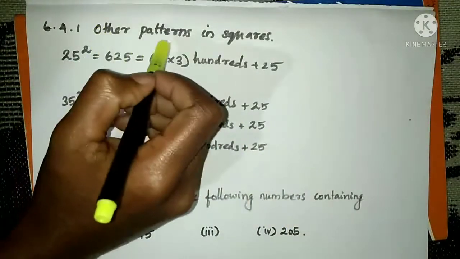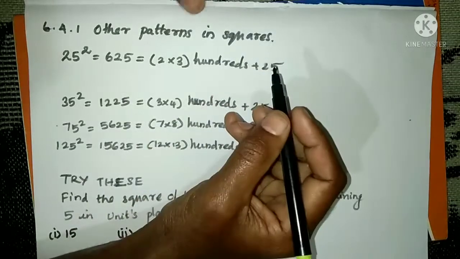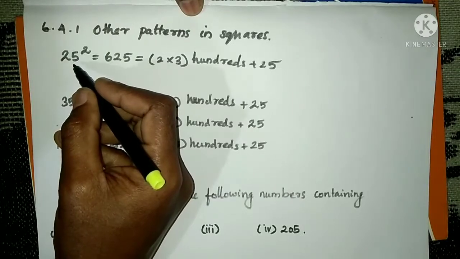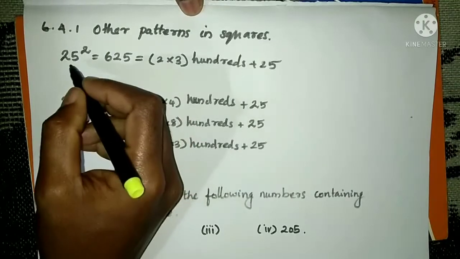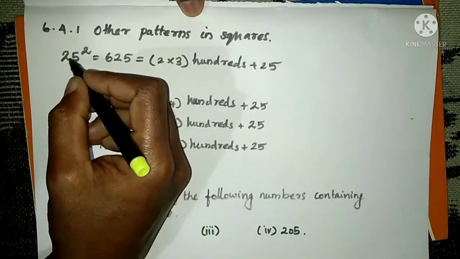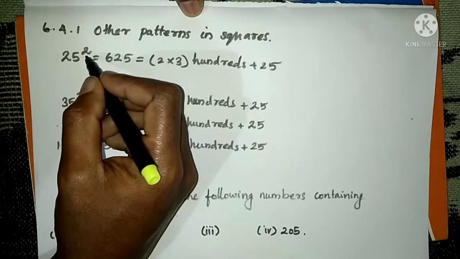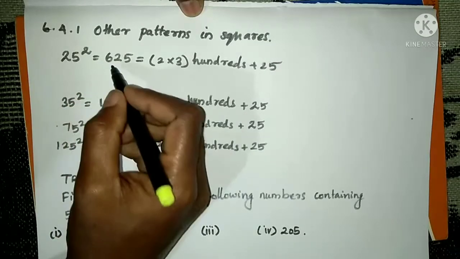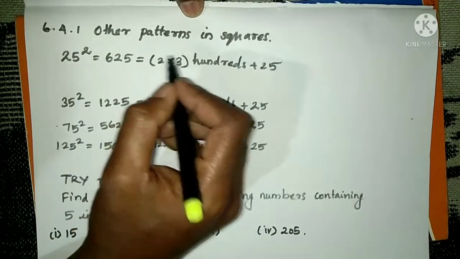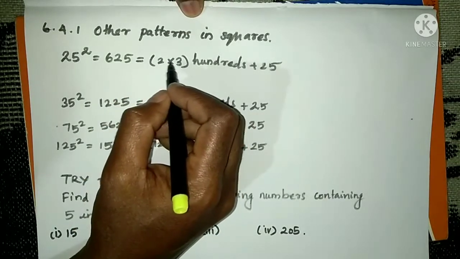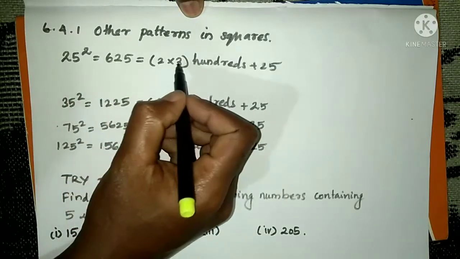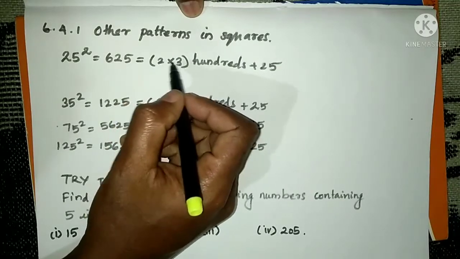Next, let us see other patterns in squares. The patterns with the numbers ending with the digit 5. You notice that all these numbers end with 5. So what is the square of 25? 25 square is equal to 625, which can be found like this: the 6 can be factorized as 2 into 3. 2 and 3 are consecutive numbers.